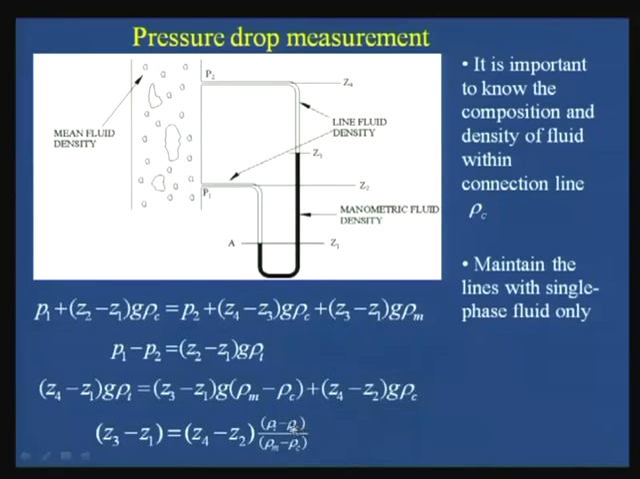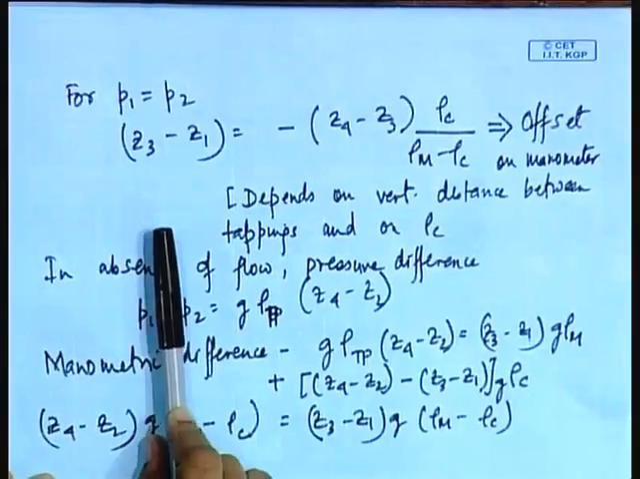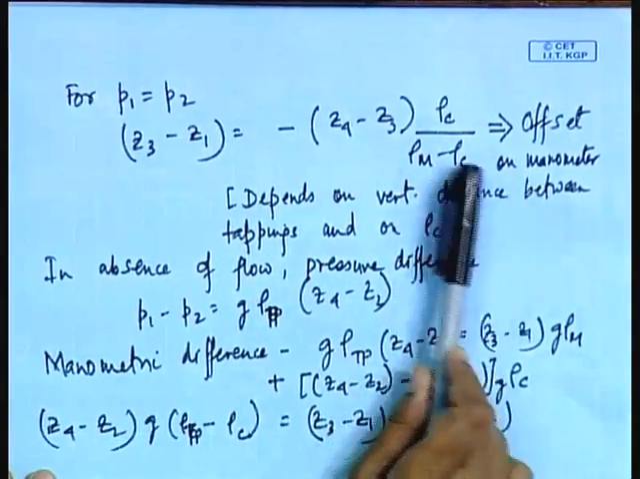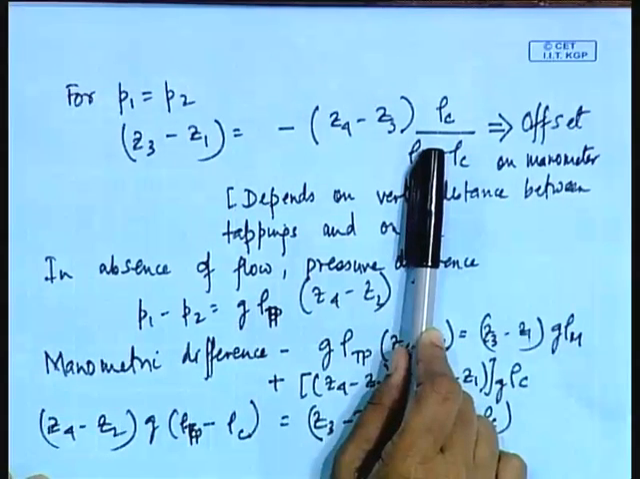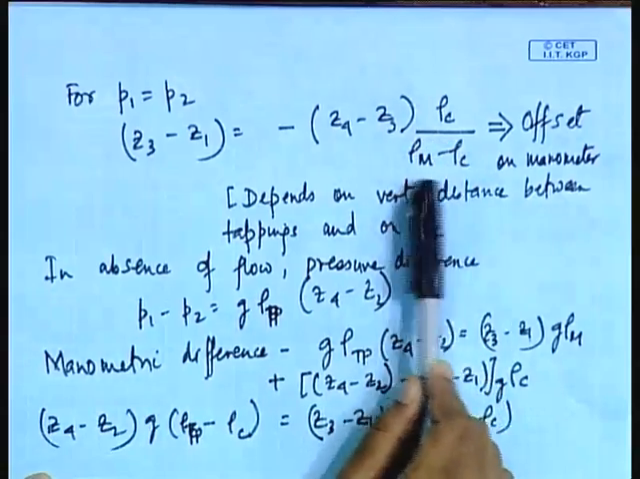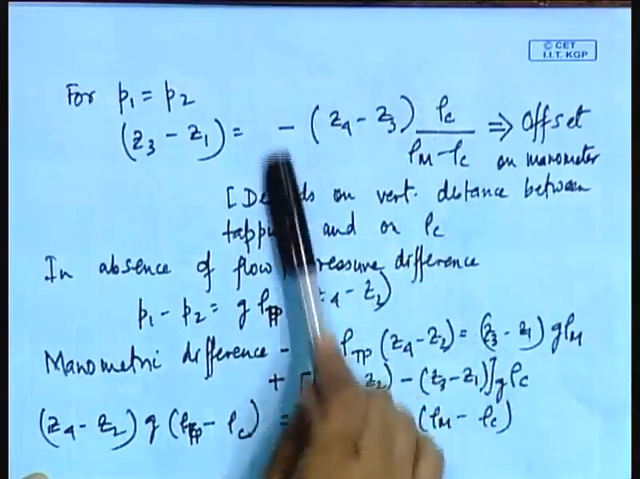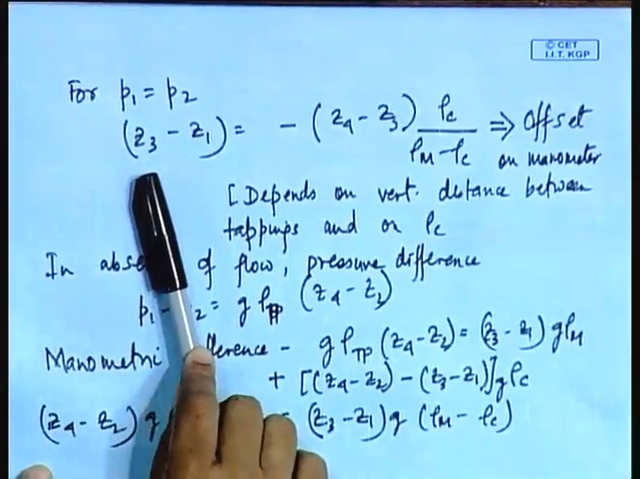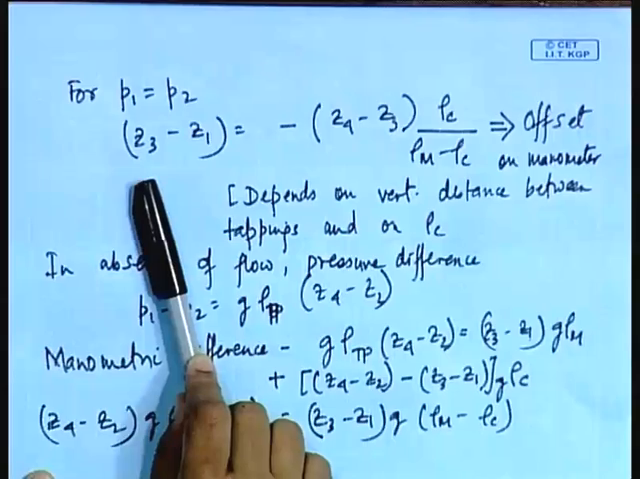No, this is wrong. I don't have that expression. Sorry, this is the expression. Very sorry. For P1 equals P2, this is the offset. We find the offset depends on what? It depends on rho c. If rho c is less, then the offset is going to be less, isn't it? If rho c is less, rho m minus rho c is greater, so on the whole the offset becomes less. If the offset becomes less, then we can measure lower and lower pressure drops. Number one.